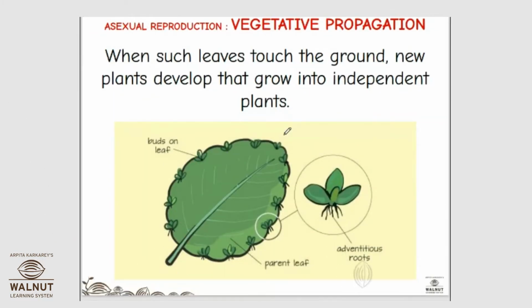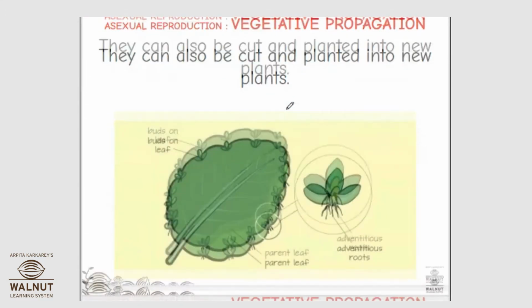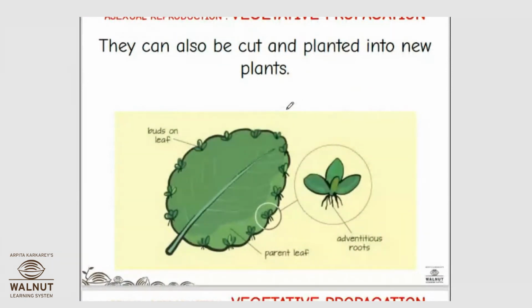Then here, see, this is the example again given. When the leaves touch the ground, new plants develop that grow into independent plants. They can also cut and plant it into new plants. So in one leaf only you can get many plants from each different notch.